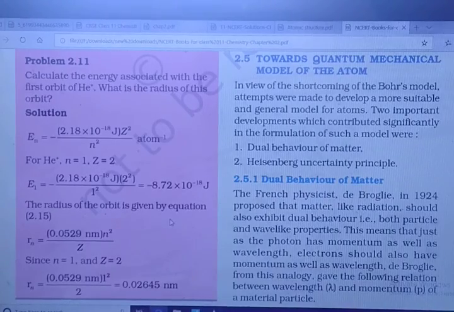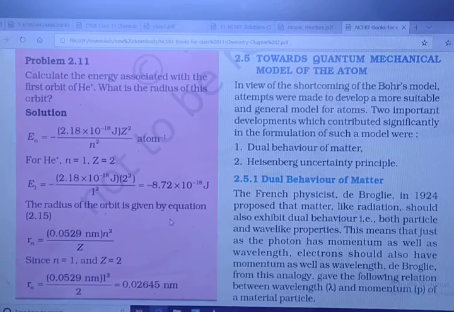First of all, energy you have to calculate. According to the formula, you have to remember, minus R_H into Z square upon n square, and after putting the value of R_H, 2.18 × 10^-18, it becomes minus 2.18 × 10^-18 into Z square upon n square. That is the value of E_n.